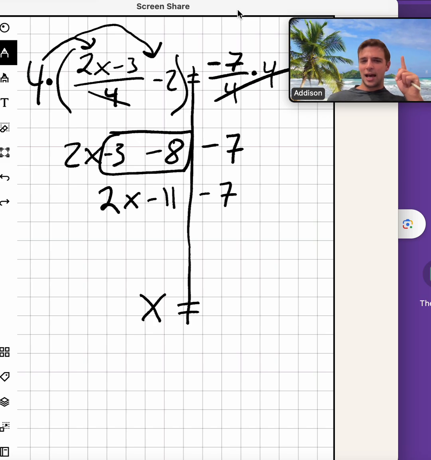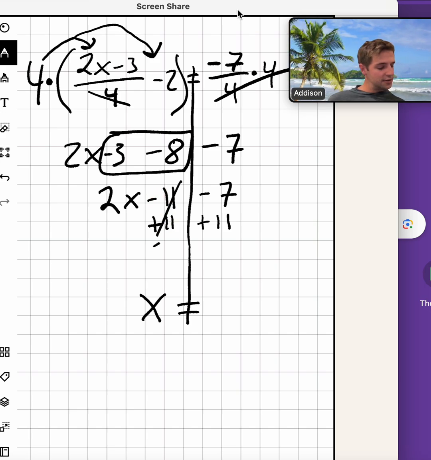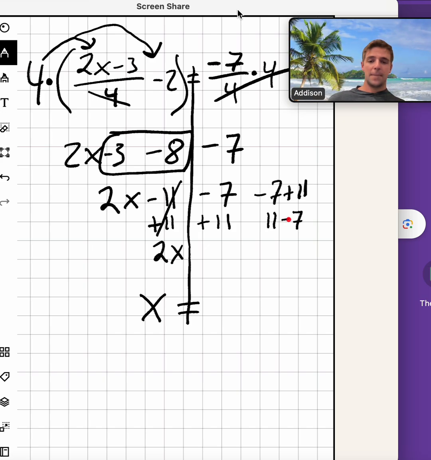So instead, I'm going to deal with that negative 11 first, and I'm going to combine it with that negative 7. Now, I can't combine them directly because they're on different sides of the equation, but what I can do is add 11 to both sides. That's a clever move because negative 11 plus 11 is nothing. So I'm able to eliminate that negative 11, get it out of the way so that I have only 2x remaining on the left side. Meanwhile, on the right side, negative 7 plus 11, by the way, the order of addition doesn't matter, so negative 7 plus 11 is the same thing as 11 plus negative 7, or simply 11 minus 7. You might find that to be a little bit easier, and the answer is 4.